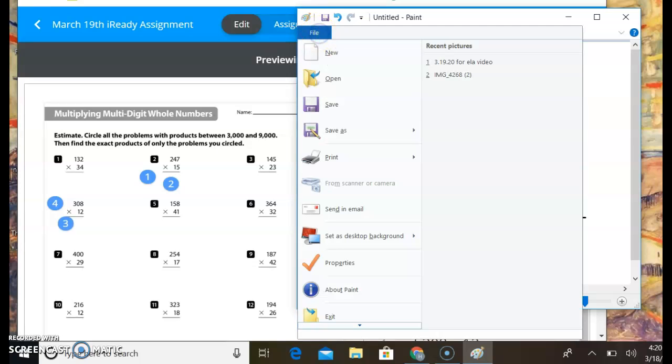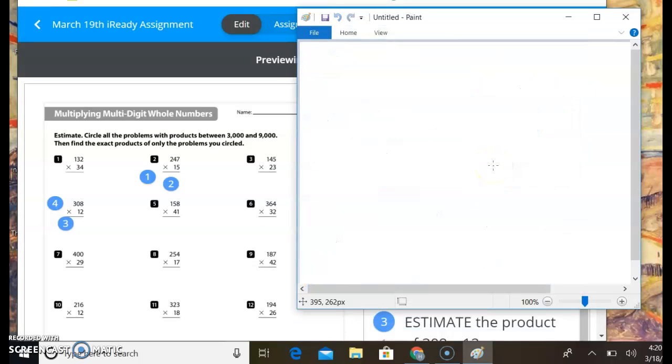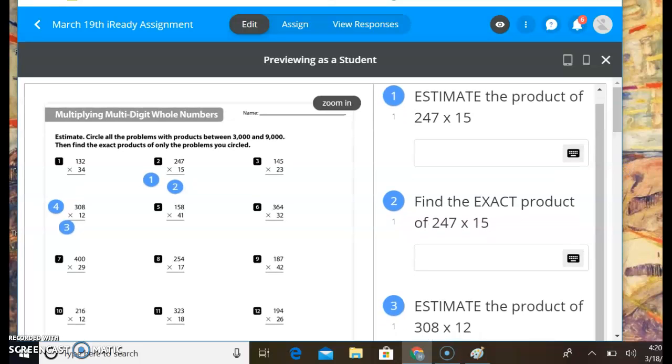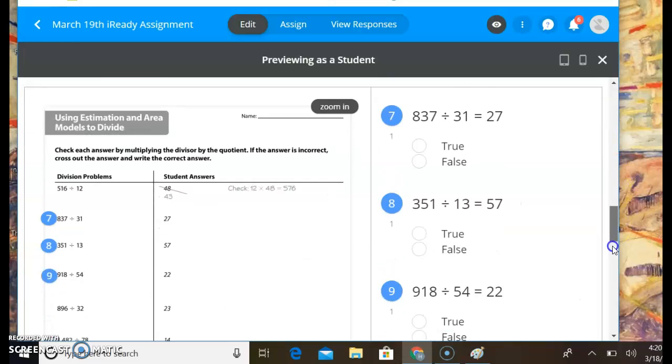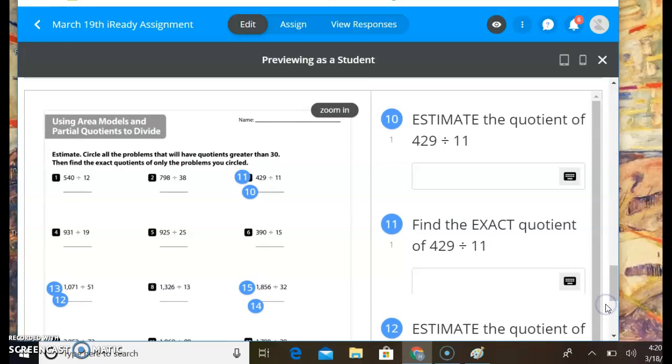All right, so let me go ahead and hit new here. I don't want to save that. And we're going to go look at a division problem, okay? Let me reduce that. And let's look at number 1 together.